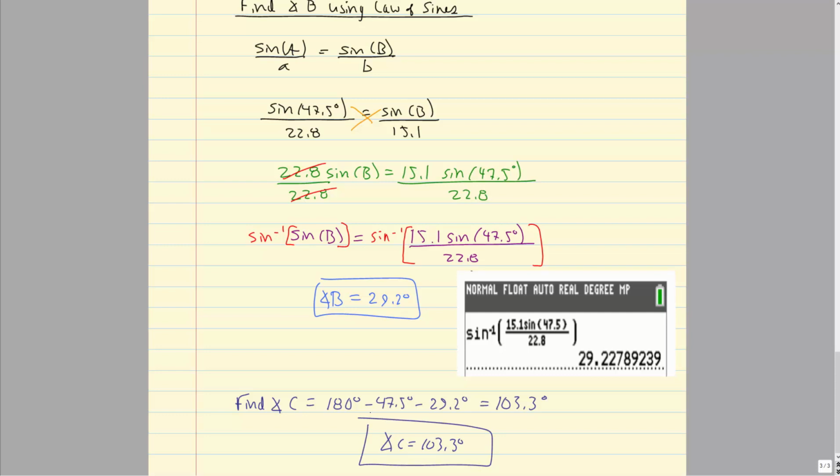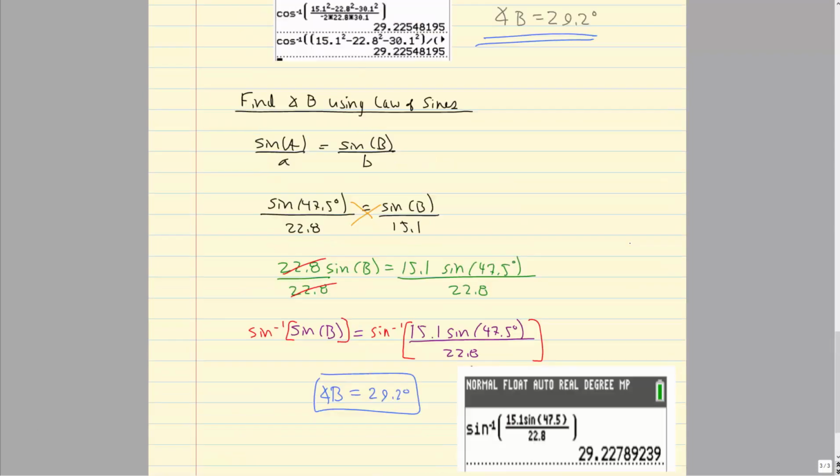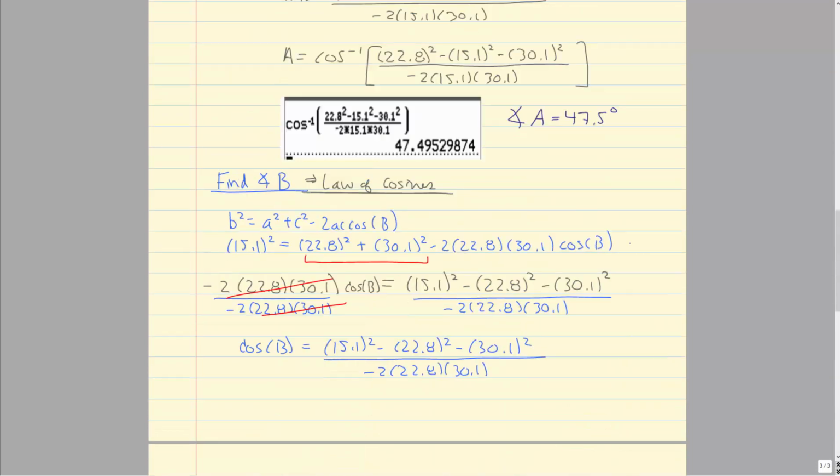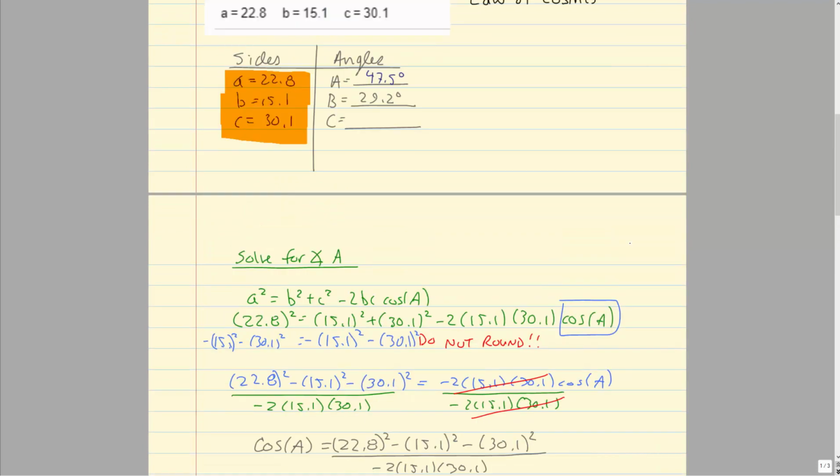Now I could have used the law of sines or the law of cosines to find that angle C, but again it's really just a lot easier to look at the sum of the three angles has to be 180. So we finished filling in this table here, and this is solving a triangle because I have found all three angles given all three sides for this particular case.